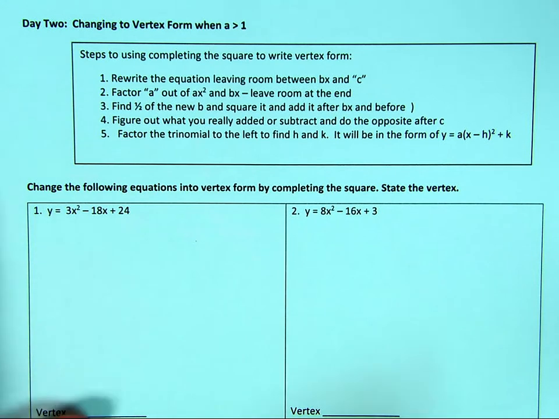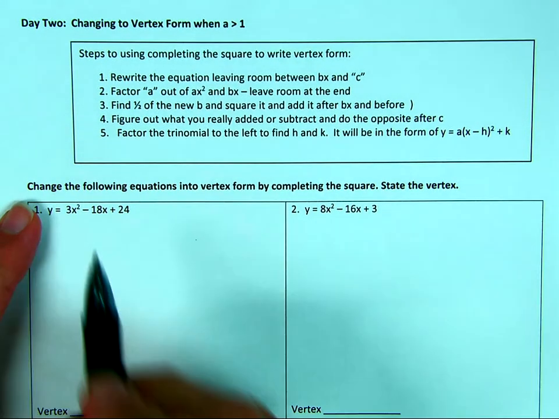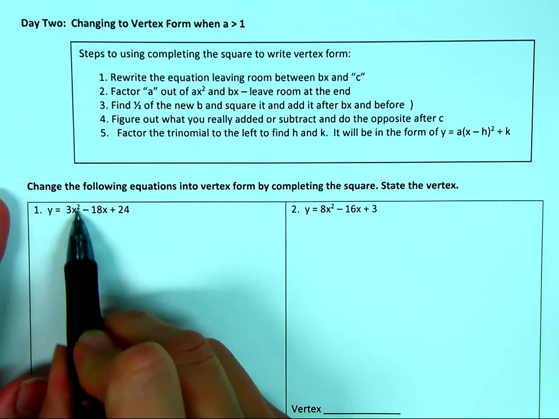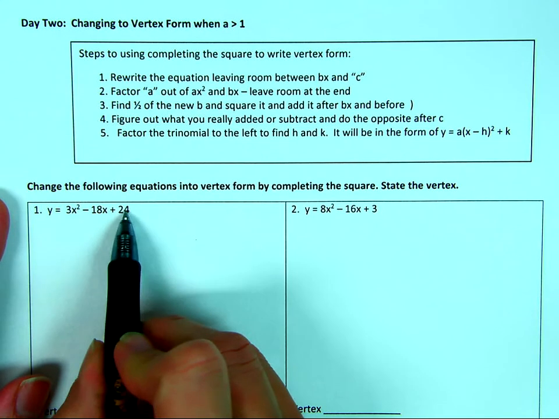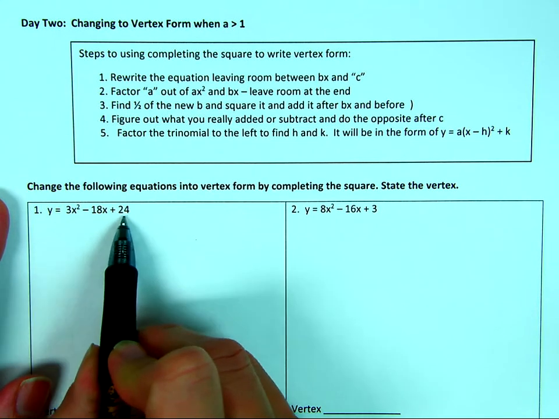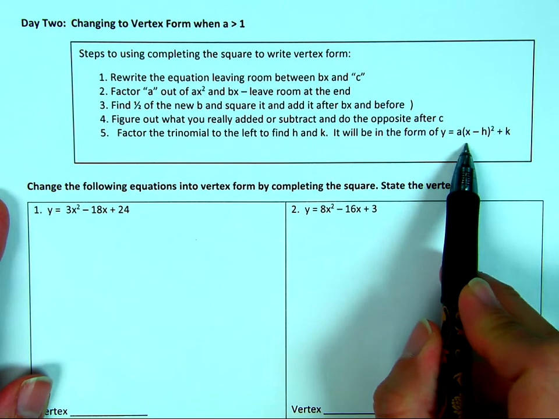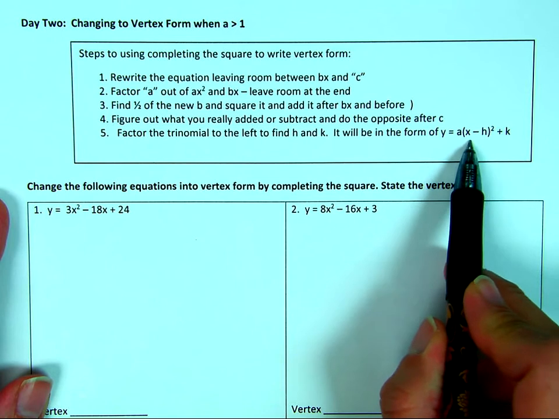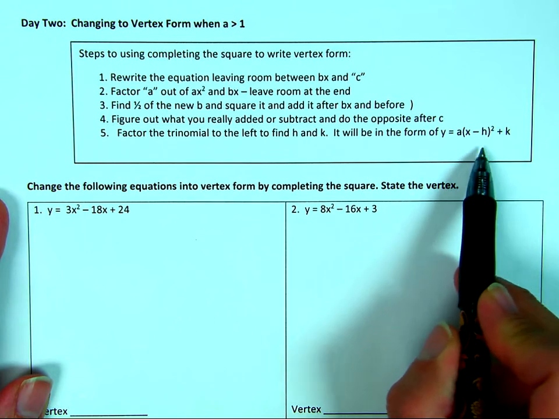Today we are going to talk about using completing the square to change a quadratic equation from standard form to vertex form. So hopefully you remember what standard form and vertex form are. Standard form is when you have the x squared term, then the x term, then the constant, so it's in that order. Vertex form looks like this, where you have an a, then an x minus h squared plus k, where h, k is the vertex.